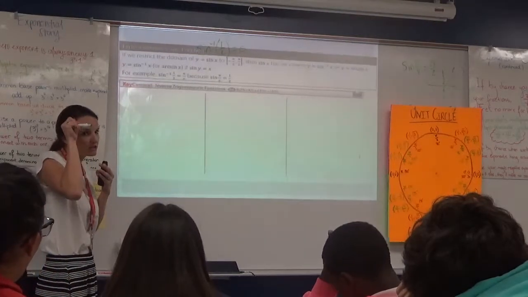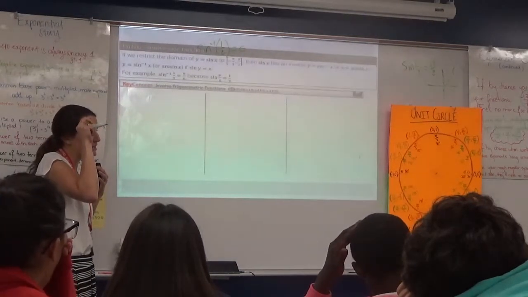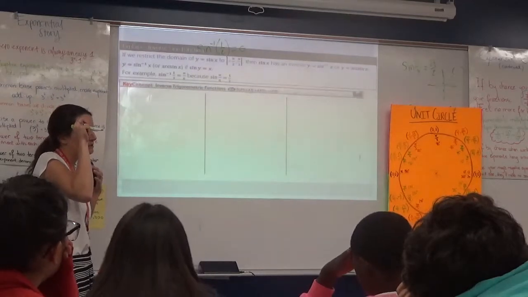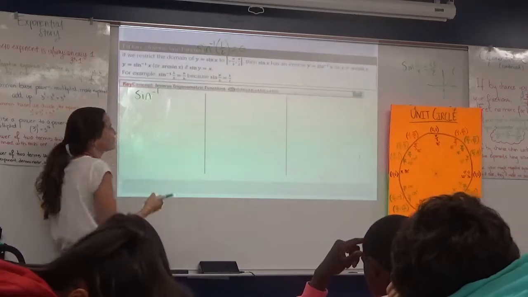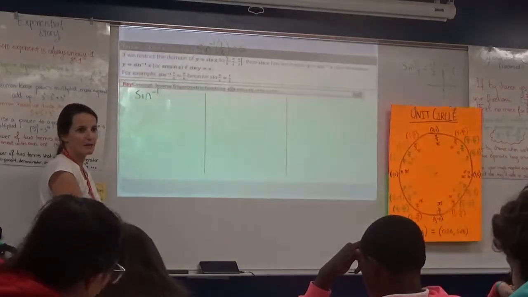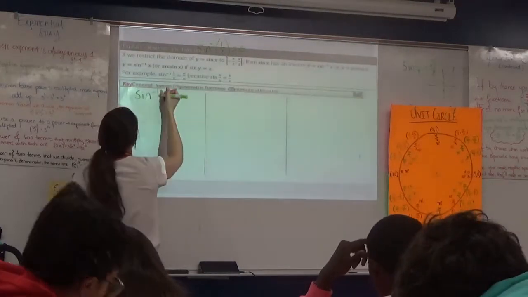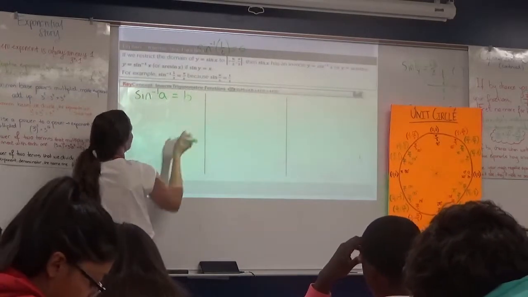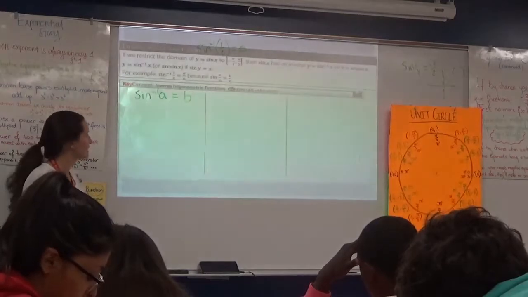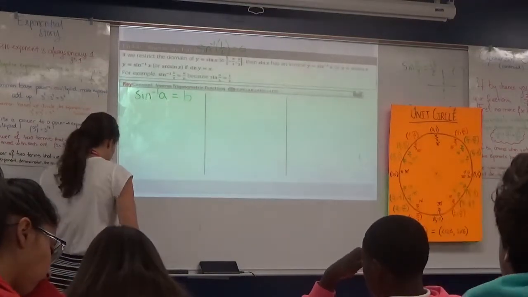The way we write it, notation-wise, pick up your pencils, no taking time. Carmen? The way we write it is sine inverse with the little -1. And there's a number on the inside, sine inverse of something equals something else, some other number. So I'm going to say sine inverse of A equals B.